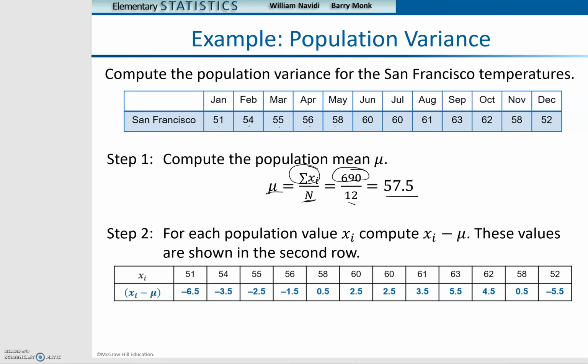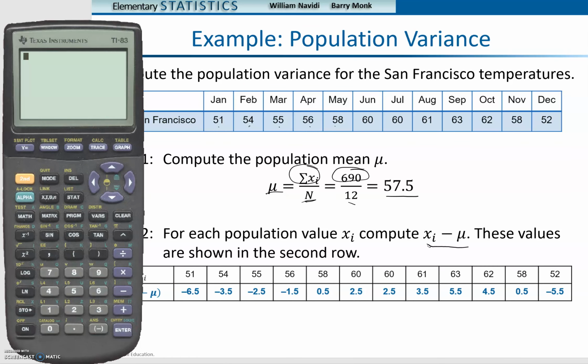The next thing I'm going to do is, for each population value, subtract the mean. Notice how all of these numbers are listed on the chart, the same as they are here. On this step, right below it, I'm taking the number, which would be 51, and subtracting the mean, which is 57.5. So 51 minus 57.5, on my calculator, I get minus 6.5. So that's this number here.